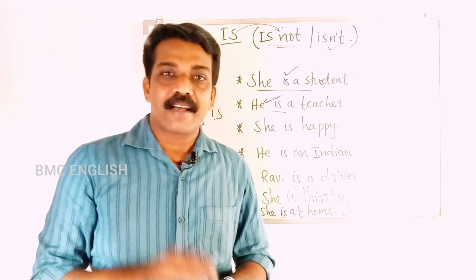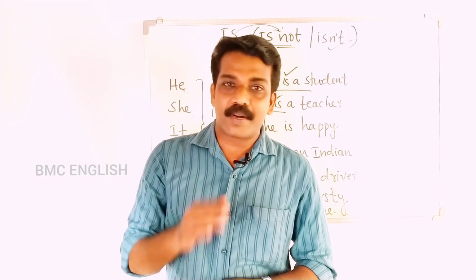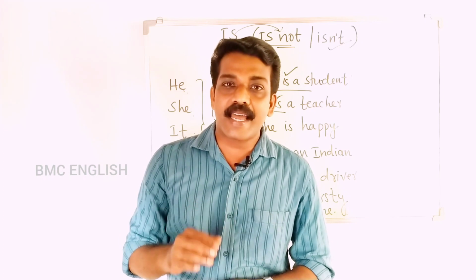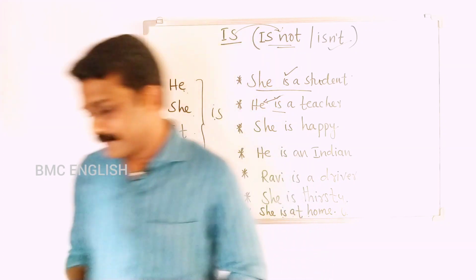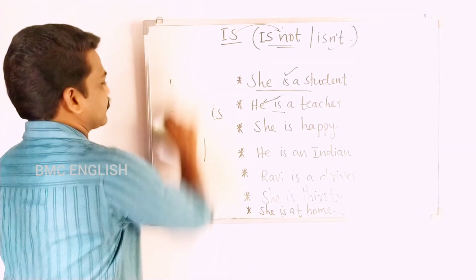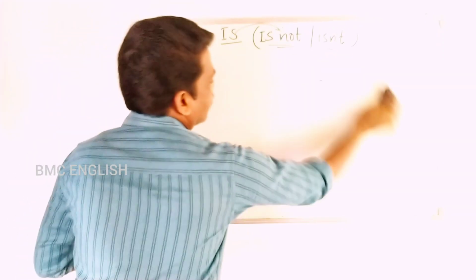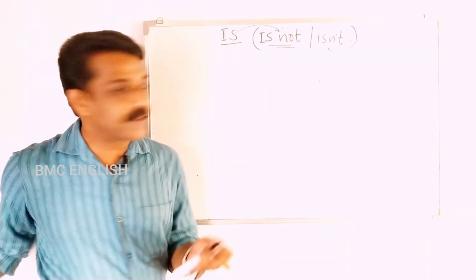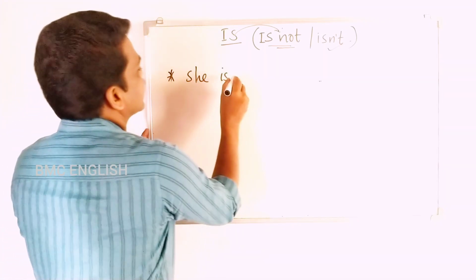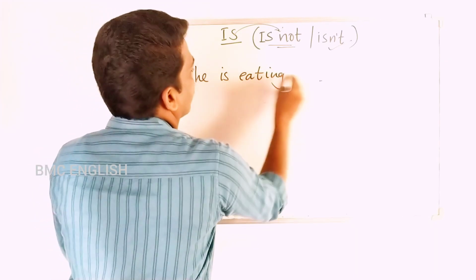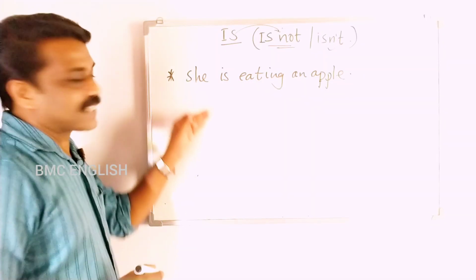Next, we are going to learn how to use "is" as an auxiliary verb. We have already learned that an auxiliary verb helps the main verb. Now let's go through some examples. Please look at the board. Yes, let me write the first one. She is eating an apple. Look at this sentence. It's in present continuous.